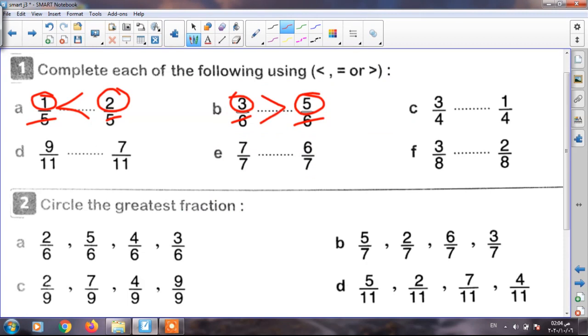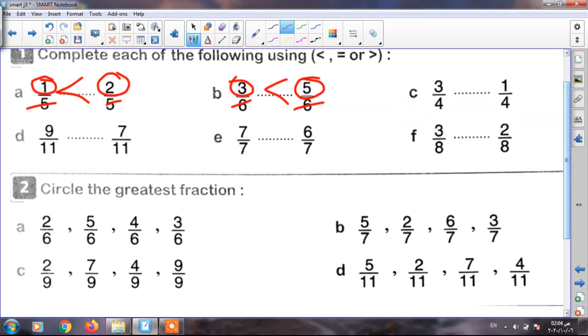Sorry. 3/6 is what? Smaller than 5/6. Okay. The next one. Here I have what? 3/4 and what? 1/4. Here I have the same denominator. Here I have 4 and here I have 4.